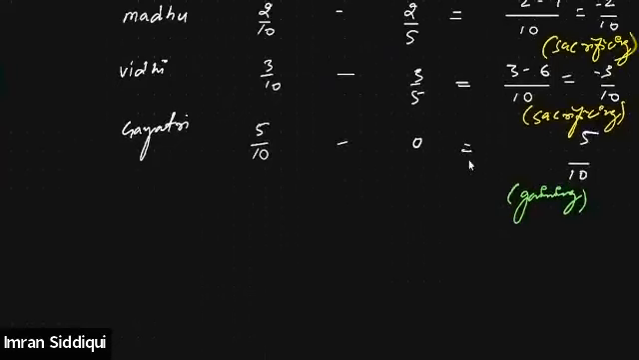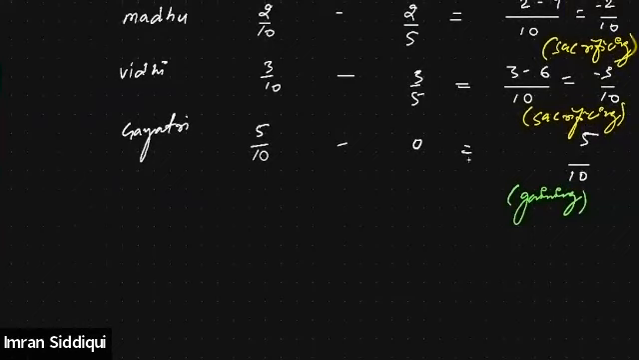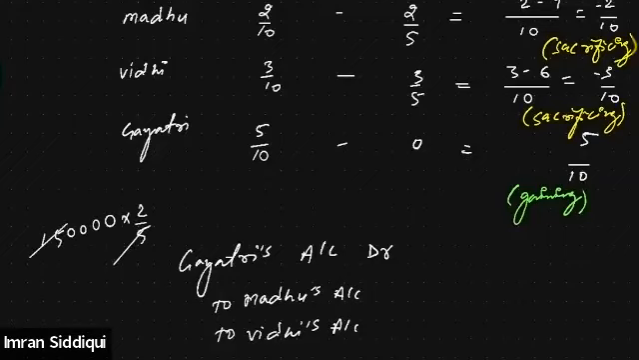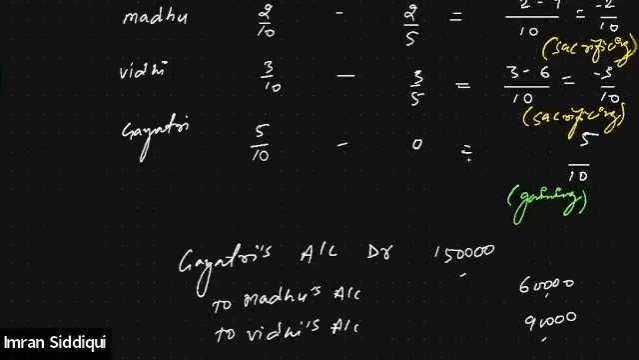Okay, let's do the journal entry now. Gayatri's account will be debited, to Madhu's account, to Vidhi's account, in the sacrificing ratio, that is 2:3. So 1,50,000 into 2 by 5 means 60,000 for Madhu and 90,000 to Vidhi. Is that clear? The general entry is clear to you, Prerna? Yes, sir.